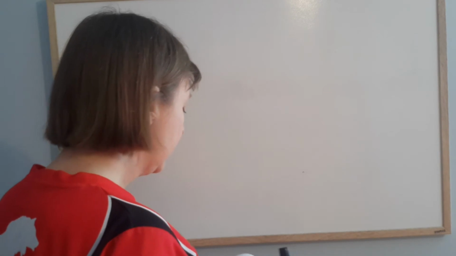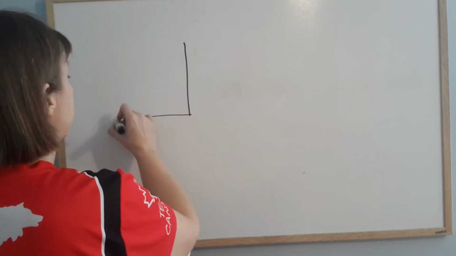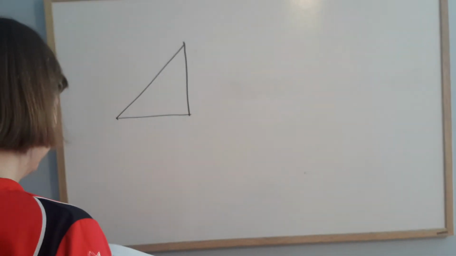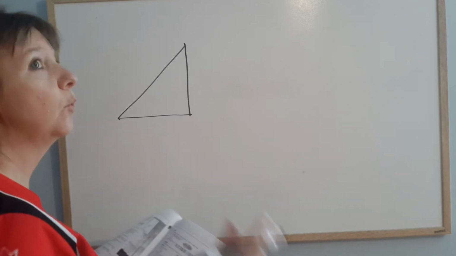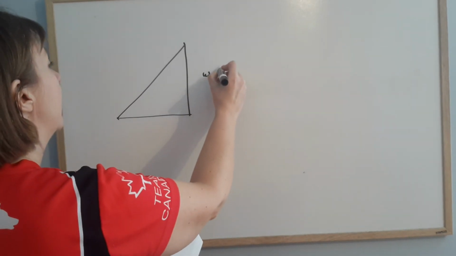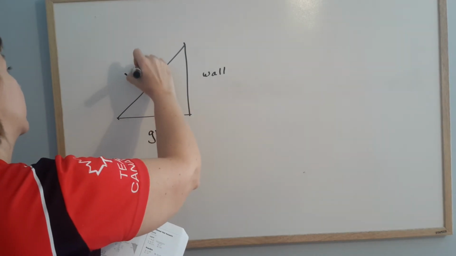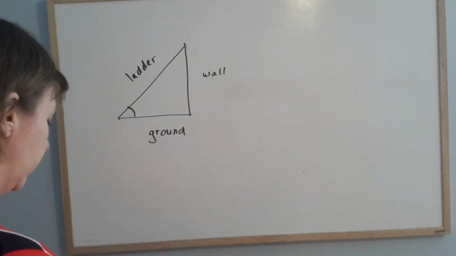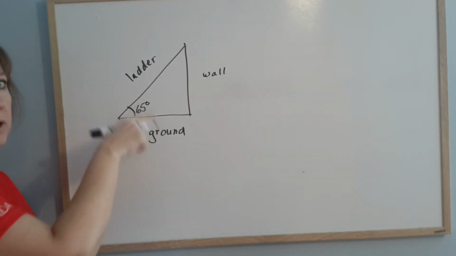So, example number 4 says you have a ladder and it's leaning against a wall. So here's the wall, here's the ground, there's the ladder, all right? It's leaning against the wall and it makes an angle of 65 degrees with the ground. So here's the wall, here's the ground, here's the ladder. And it says the ladder makes an angle of 65 degrees with the ground, so between the ladder and the ground.